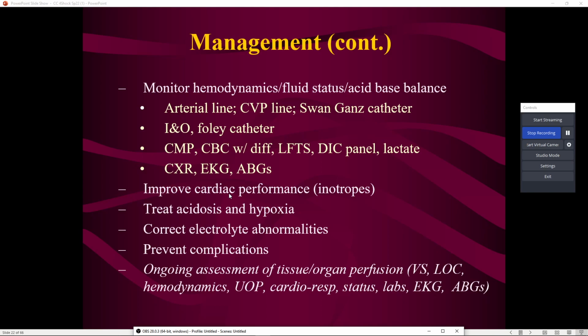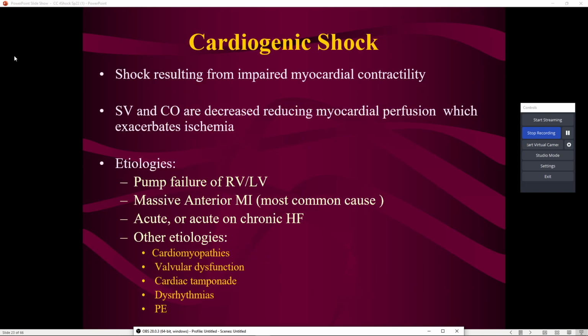If a patient comes in hypovolemic shock, we are going to treat for acidosis and hypoxia, correct electrolyte abnormalities if any exist, and that's more of a secondary concern. We are concerned, but it's definitely your hemoglobin being 4 is a bigger concern than your potassium being 5.2. Okay, we're going to prevent complications. We're going to do ongoing assessment of tissue organ perfusion, vital signs, level of consciousness, hemodynamics, urine output, cardiorespiratory status, labs, EKG, ABGs, and etc. Some more.